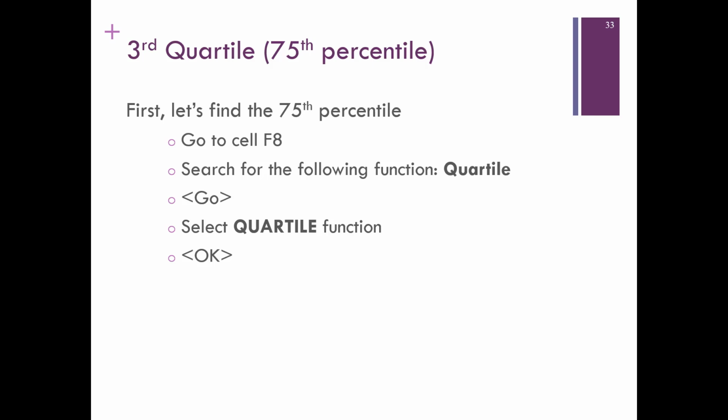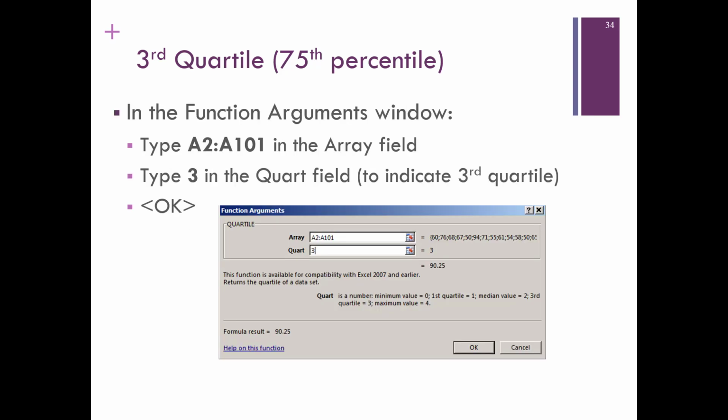So you can go to cell F8, where this information should go, and then search for the quartile function. Once you do that, you get the Function Arguments window, which will ask you for additional information. In the array field, you'd put the data range, A2 colon A101. The quart field asks which quartile you want. We want the 3rd quartile, so type in 3 and hit OK. Go ahead and pause this video now and give that a try to get the 3rd quartile.